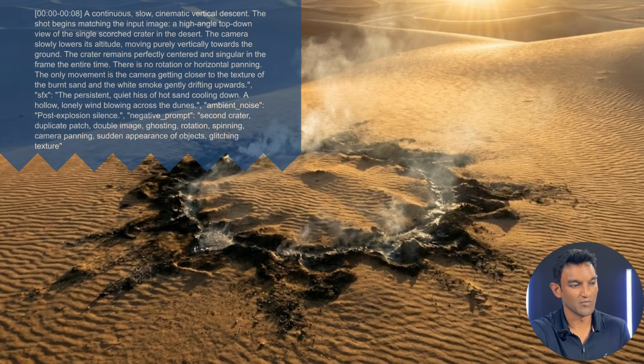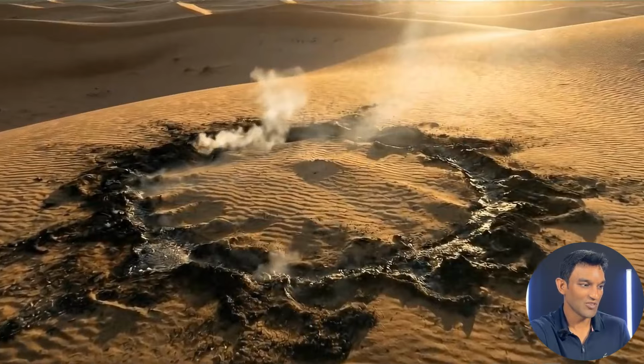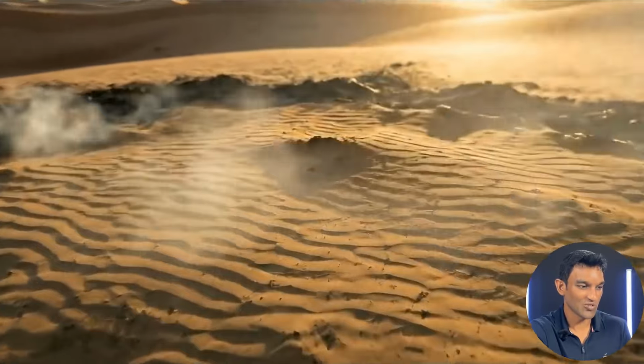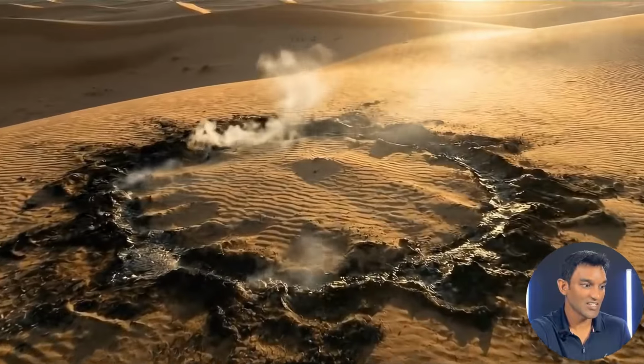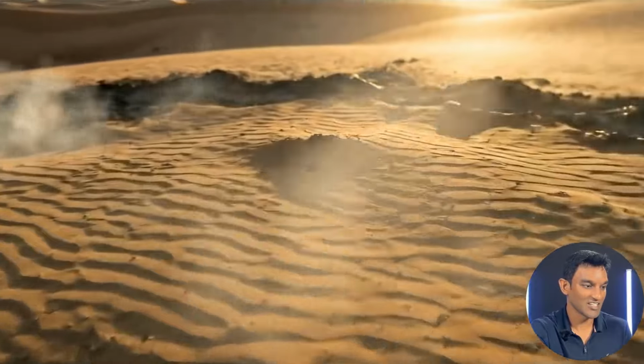This camera move is hard to film in real life. You need a drone and a skilled pilot. But in Veo 3.1, I just typed slow cinematic corkscrew descent. The AI understands 3D space perfectly. It rotates the camera while lowering it, revealing the crystallized sand texture.